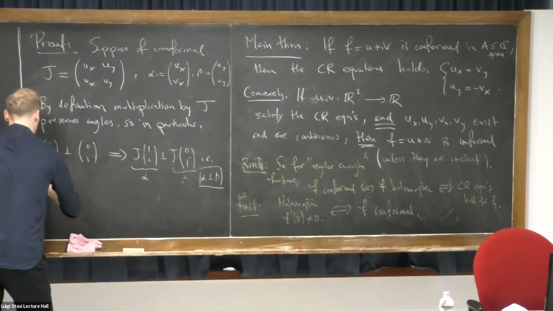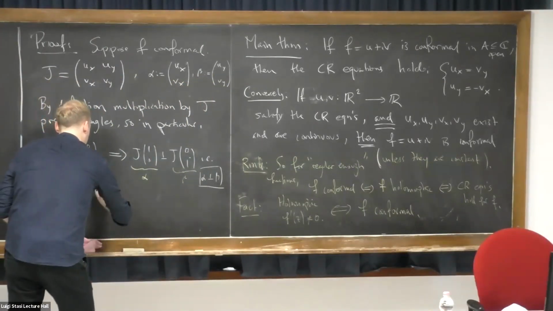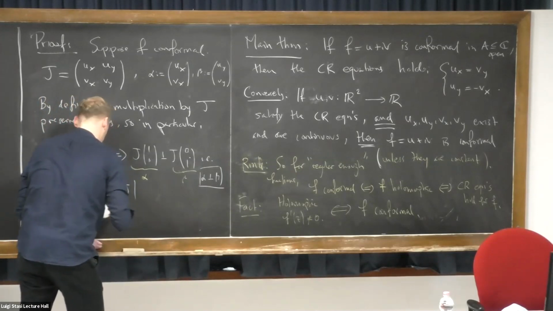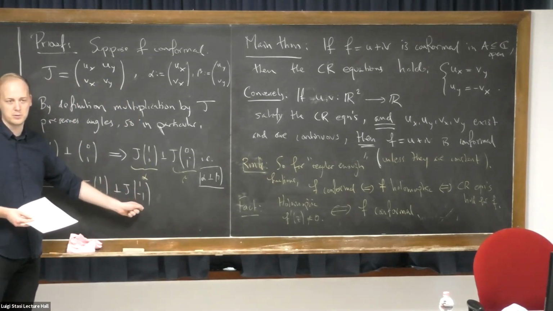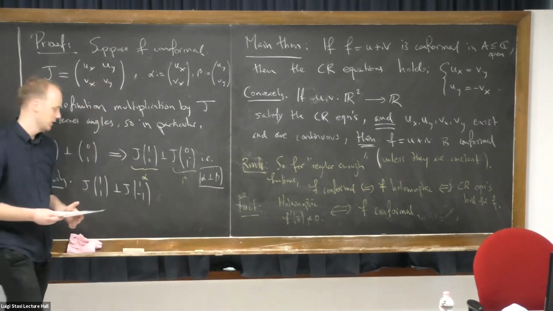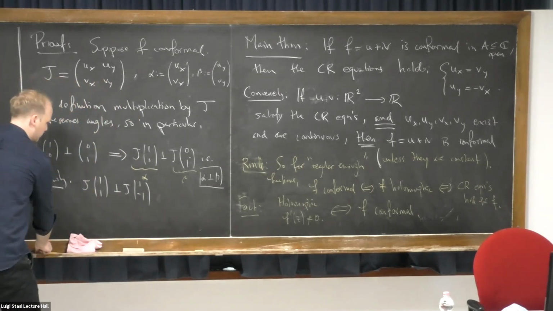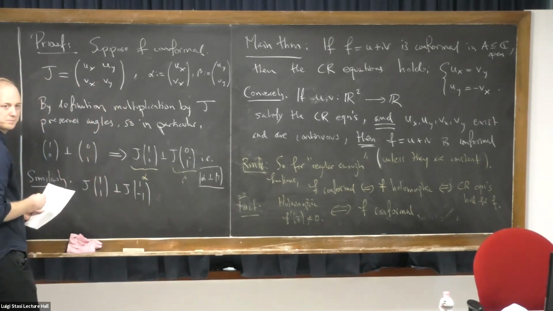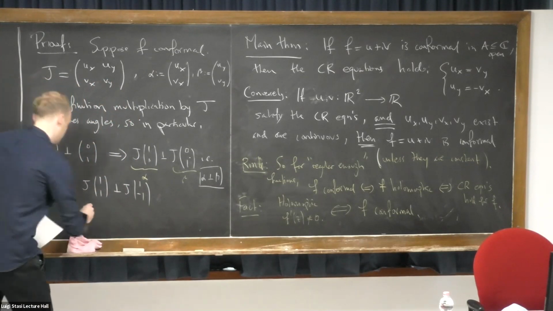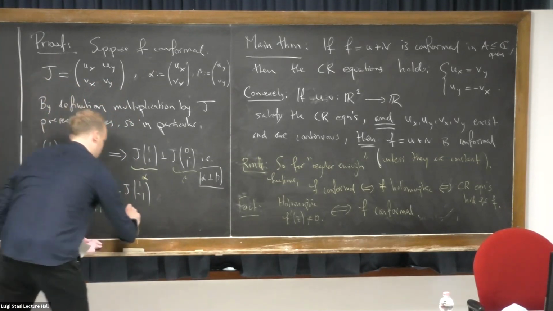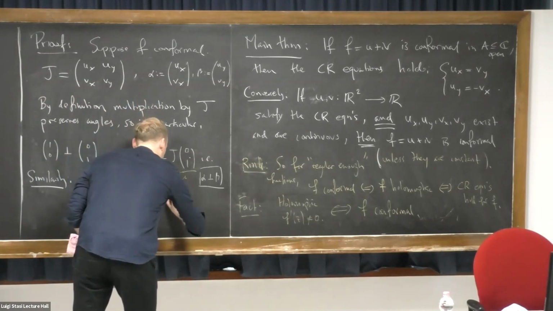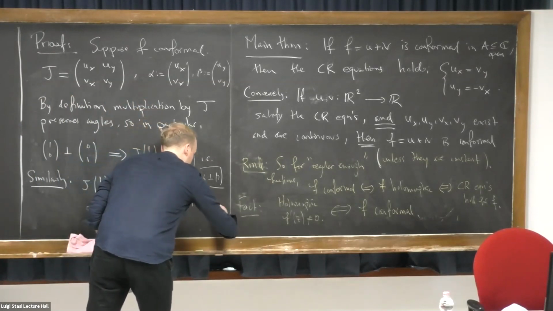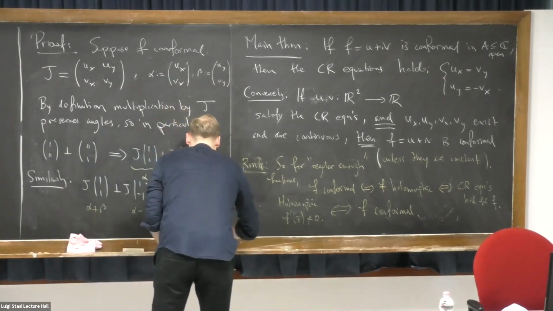So similarly, if I look at J of (1, 1), it must be orthogonal to J of (1, -1). Because again, (1, 1) and (1, -1) are also orthogonal vectors, if you try to picture how they are. But now what is J of (1, 1) and what is J of (1, -1) in terms of alpha and beta? J of (1, 1), exactly. So this is alpha plus beta, and this is alpha minus beta. Correct. So this means that alpha plus beta is orthogonal to alpha minus beta.